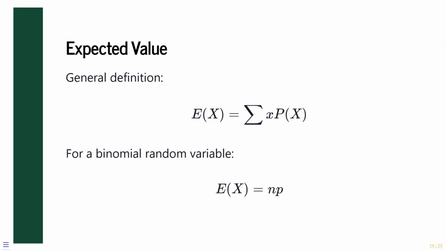Just like any distribution, the binomial distribution has a mean and standard deviation. While the expected value can be derived from the general formula for discrete random variables, the result simplifies nicely. For a binomial random variable, the mean is simply n times p. This tells us the long-run average number of successes across many repetitions of the experiment.